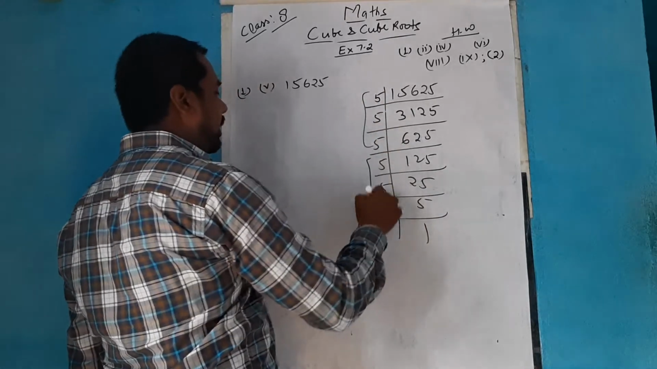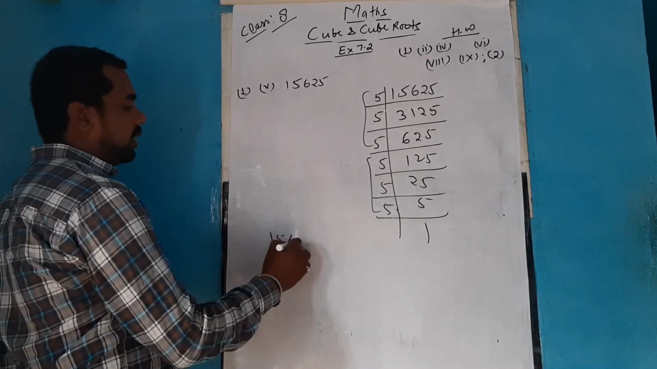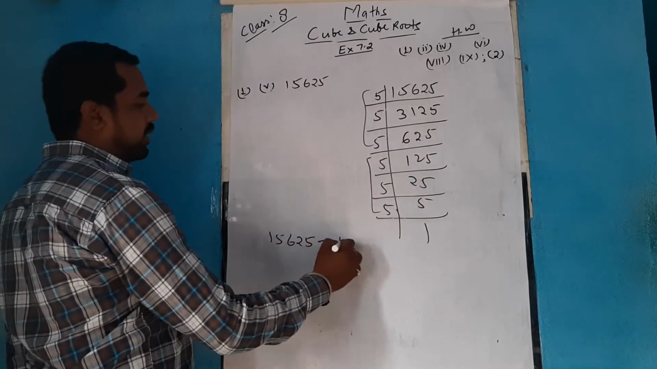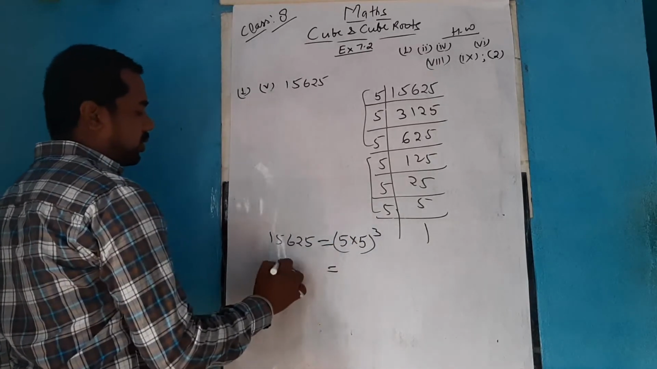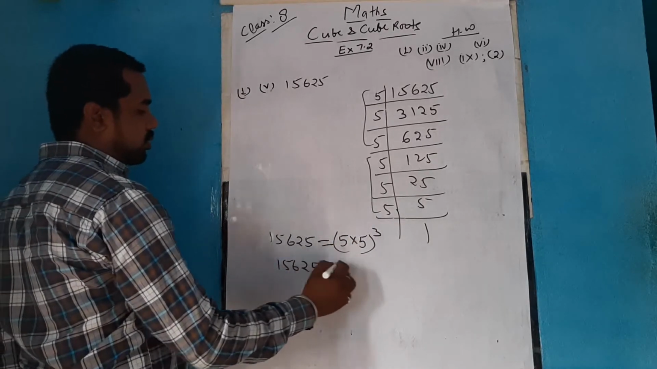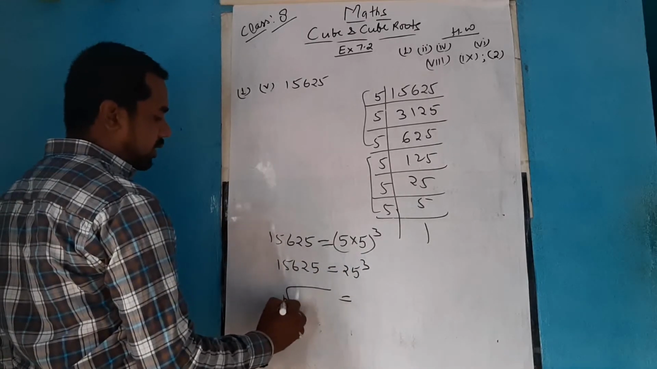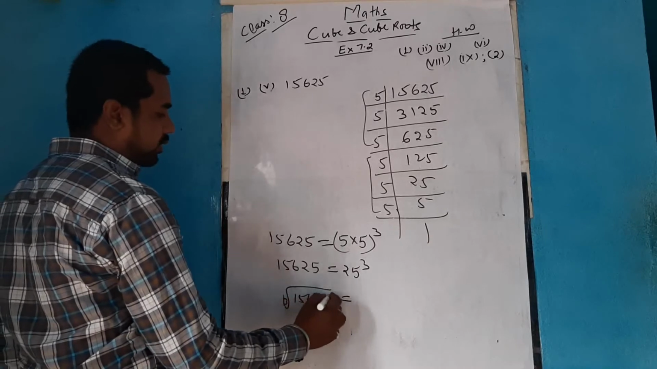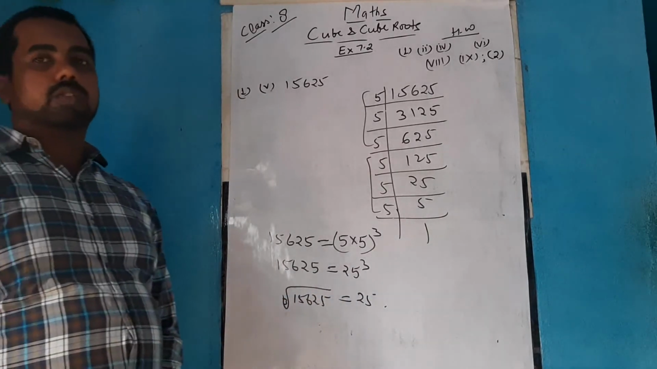So here they are clearly forming groups of 3. So 15625 can be written as 5 into 5 whole cube. So this becomes 15625 as 25 cube, and hence the cube root of 15625 is 25. So this way you got the answer.